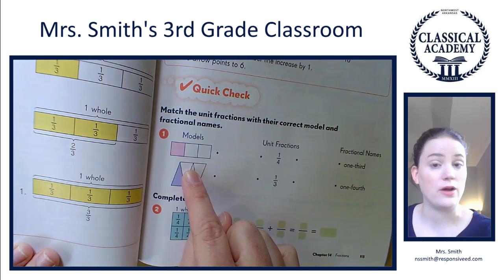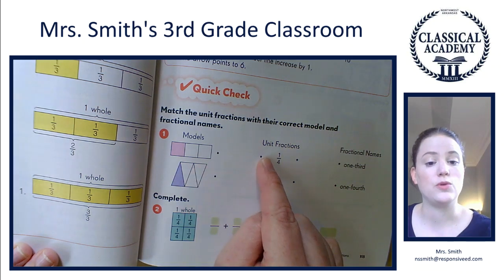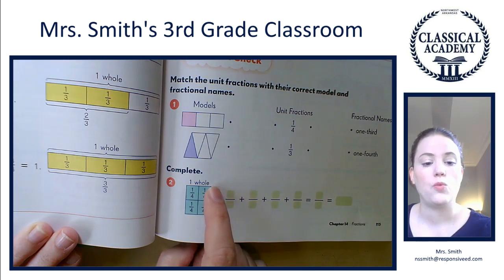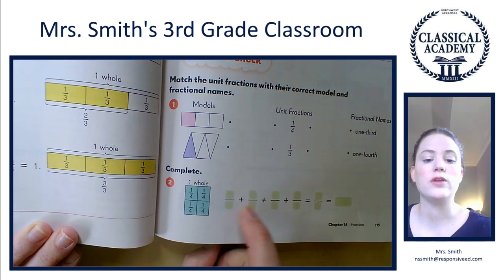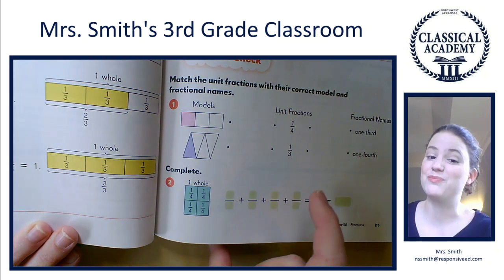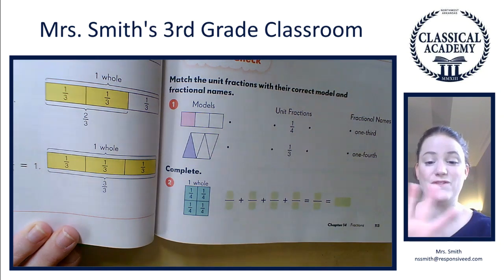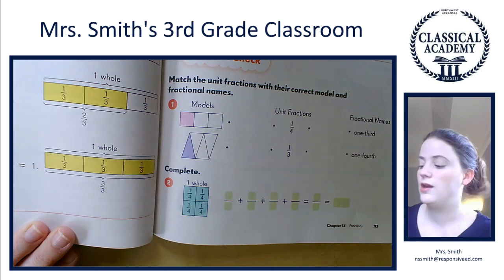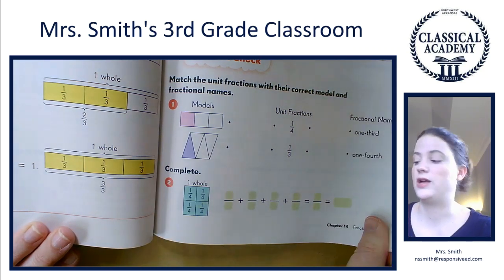This shows 1 out of 4 parts. So we would match it with 1/4 and 1/4. Complete. 1 whole is 1/4. So 1/4 plus 1/4 plus 1/4 plus 1/4 equals 4 fourths, or 1. It equals 1. One rectangle totally colored in.